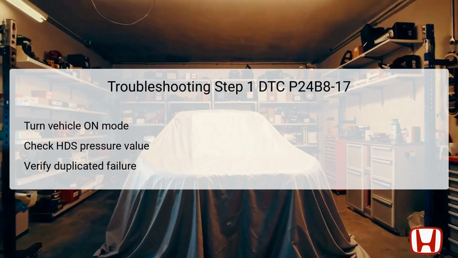The first troubleshooting step for DTC P24B8-17 involves putting the vehicle in the on mode and monitoring the HDS, or Honda Diagnostic System. You will specifically check for the absolute pressure of the ELCM pressure sensor. If this value exceeds 900.72 millimeters of mercury, it indicates that the fault has been duplicated and further investigation is necessary.